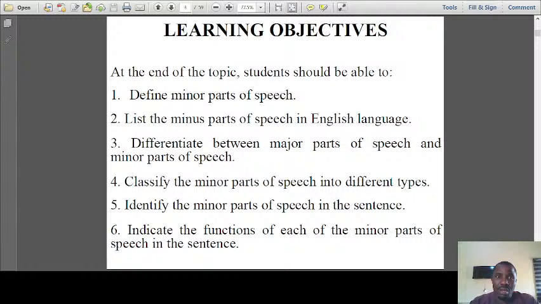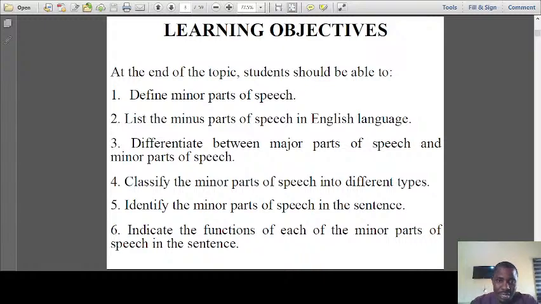Learning objectives. At the end of the topic, students should be able to, 1, define minor part of speech. 2, list the minor parts of speech in English language. You need to list the minor part of speech. How many are there? You need to list it. Just like what you have done in the major part of speech. How many are there in major part of speech? How many are there in minor part of speech?